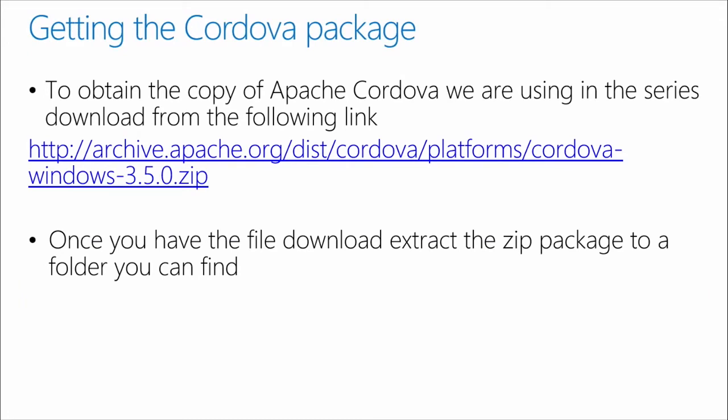So obviously, first thing you need to do is download Apache Cordova. I put up the link here, and this link will be available for you to download from. Like I said, again, we're using 3.5, so we're basically looking for this specific file. Once you have it downloaded, we're going to extract it to a folder that you can find.